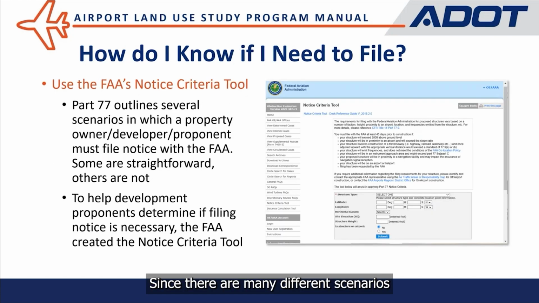Since there are many different scenarios in which a property owner or developer will need to file notice with the FAA, the FAA created the Notice Criteria tool to make it easier for development proponents to determine if a 7460-1 form needs to be filed for their specific project. Next, we'll demonstrate how the Notice Criteria tool works and demo a couple of sample scenarios.